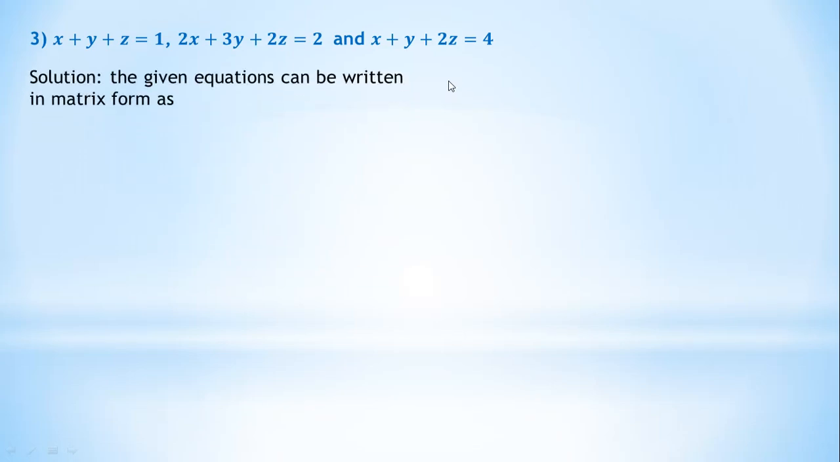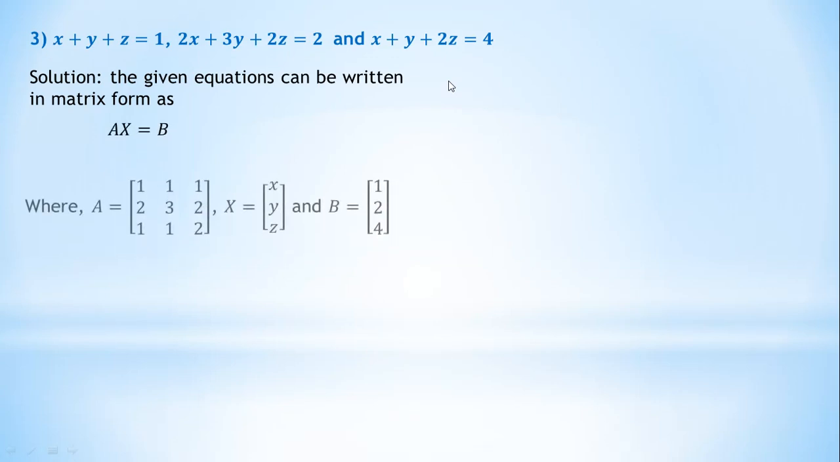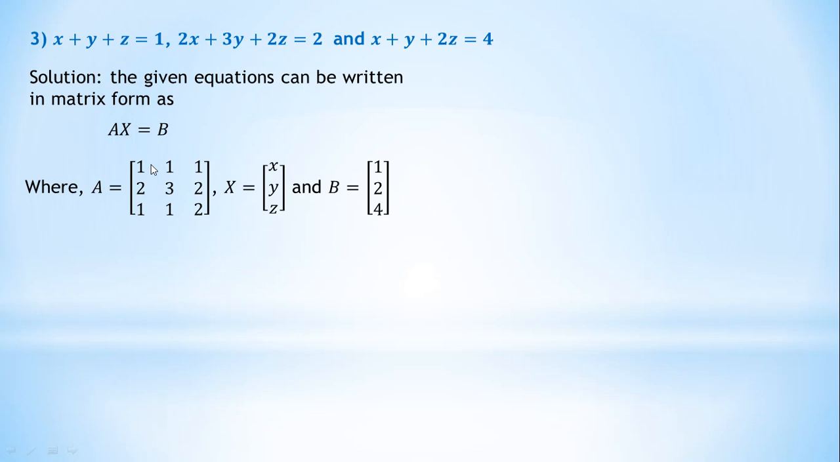Now we will discuss another question. Suppose the equations are given: x plus y plus z is equal to 1, then 2x plus 3y plus 2z is equal to 2, and x plus y plus 2z is equal to 4. Then these three equations can be written in matrix form as Ax is equal to b, where A is this matrix: 1 1 1, then 2 3 2 and 1 1 2. Then this is x and b is 1 2 4. Okay, so this is the matrix equation.